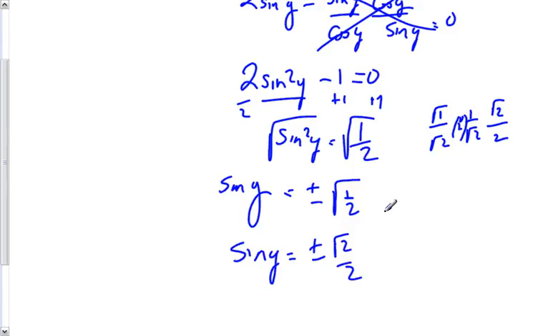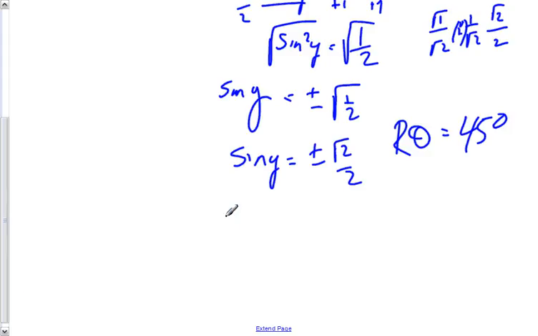We should know this. The reference angle for this is 45 degrees. Because it's plus or minus, this reference angle is going to work for all the quadrants: quadrant 1, 2, quadrant 3, and quadrant 4. Quadrants 1 and 2 are where it's positive, quadrants 3 and 4 are where it's negative. Now it gives us the first one, 45 degrees.